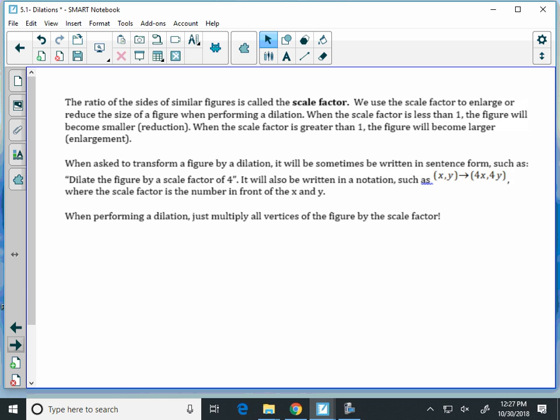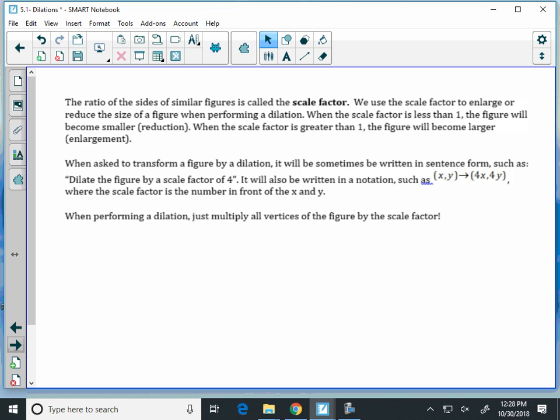We use the scale factor to enlarge or reduce the size of a figure when performing a dilation. When the scale factor is less than 1, the figure will become smaller, which is what we call a reduction. When the scale factor is greater than 1, the figure will become larger, which we formally call an enlargement.